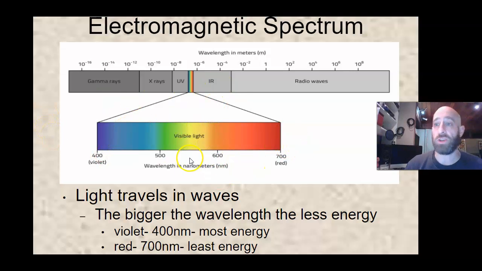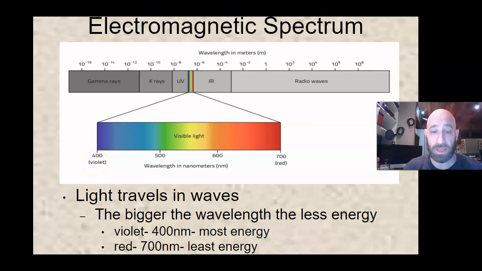The visible light spectrum you've probably heard before, Roy G. Biv, right? Red, orange, yellow, green, blue, indigo, which they don't really use that so much anymore, and then violet. But what I want you to notice is the red wavelength is 700 nanometers, and the violet wavelength is only 400 nanometers. What that means is red light has less energy than violet light. And that's why, if you've ever built a fire before.